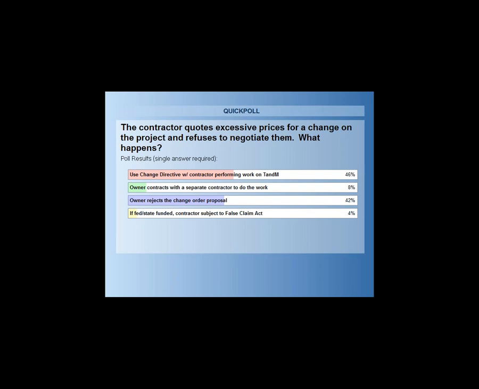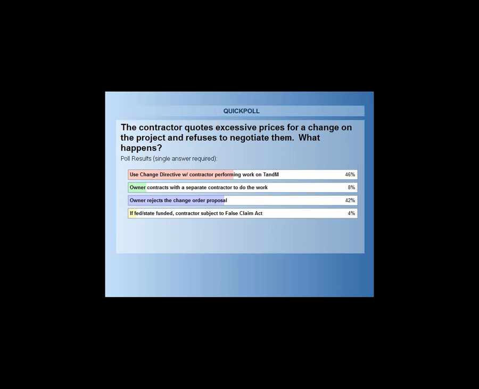Okay, we have our results back, and options 1 and 3 were pretty close, with 1 coming out just a little bit ahead, being that you use a construction change directive to have the contractor perform the work on a T&M basis. That's followed by the owner rejects the change order altogether. And then trailing behind are hiring a separate contractor to do the work, and the last one being a federal or a False Claims Act violation.